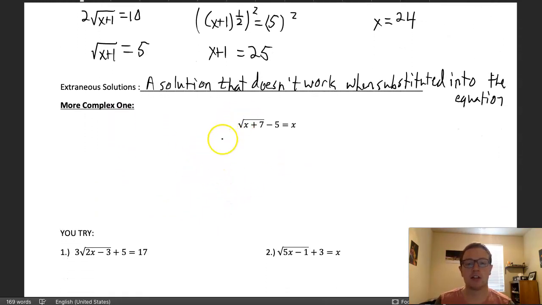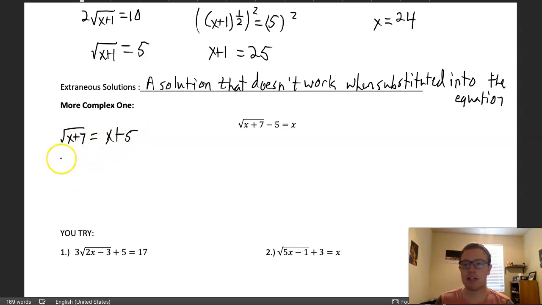For this one, we're looking at the square root of x plus 7 minus 5 is equal to x. Now don't be worried about the x being on this side. We're still going to take the same steps. We're going to move the minus 5 over, and this equation becomes the square root of x plus 7 is equal to x plus 5.